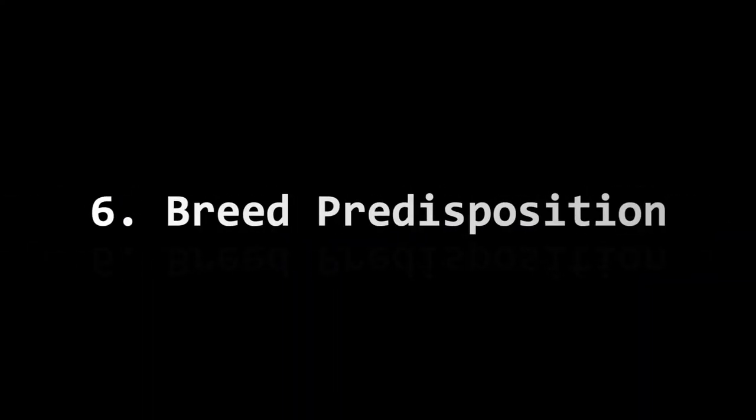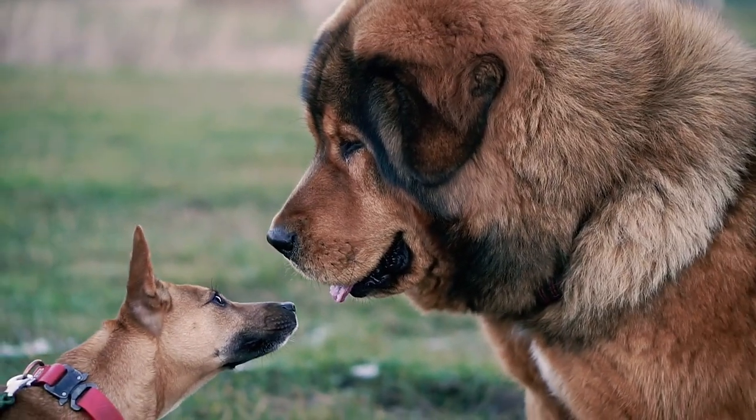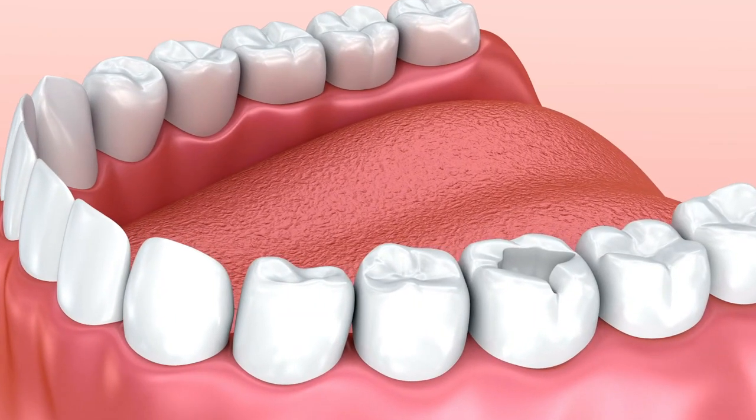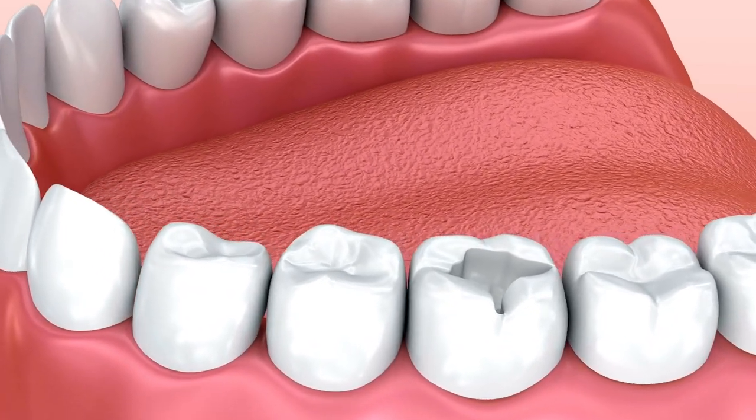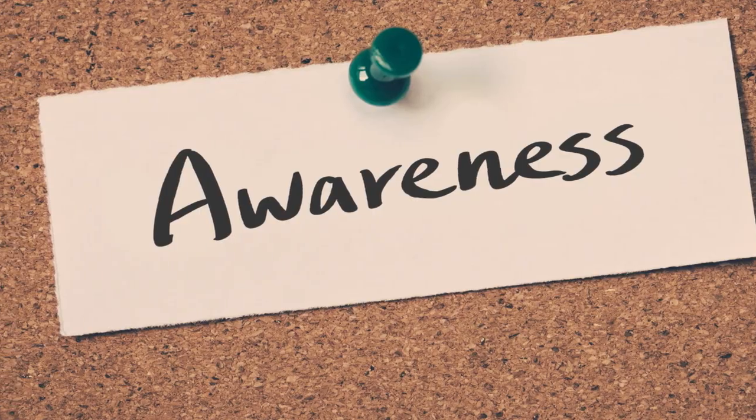6. Breed predisposition. Certain dog breeds may be predisposed to developing specific health conditions. Understanding breed predispositions can help you anticipate potential health issues and take proactive measures. For example, large dog breeds might be prone to hip dysplasia, while smaller breeds may face dental problems. Awareness allows for early intervention and tailored care.